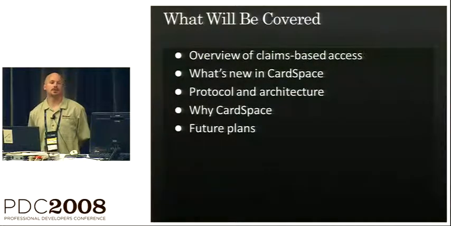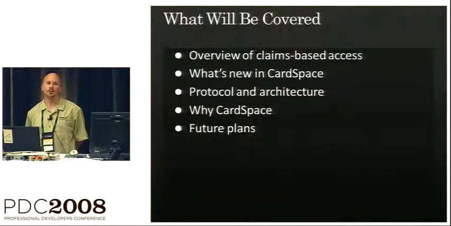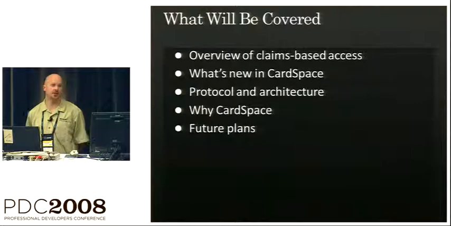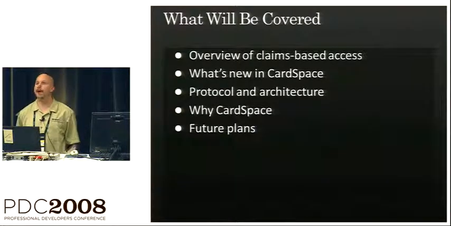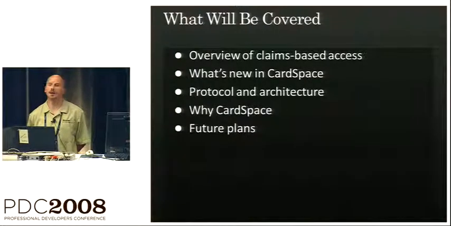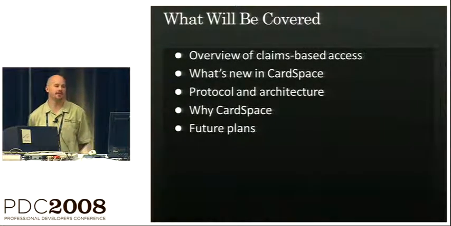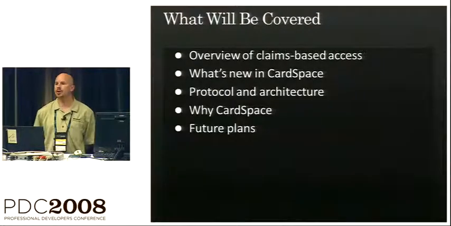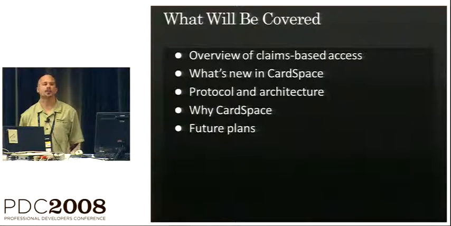So today we're going to start with a small overview, vocabulary review for those of you that didn't make it to some of the other talks on claims-based access control. We're going to delve right into what's new in CardSpace Geneva. There was a previous version of CardSpace. We're going to talk a little bit about what's new. We're going to show you the experience right off the bat. Then we're going to back up a little bit and talk about protocol, architecture, how it works under the hood.